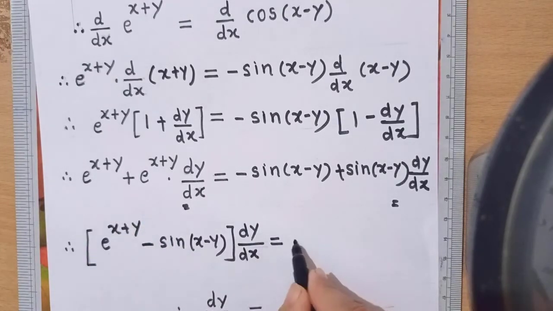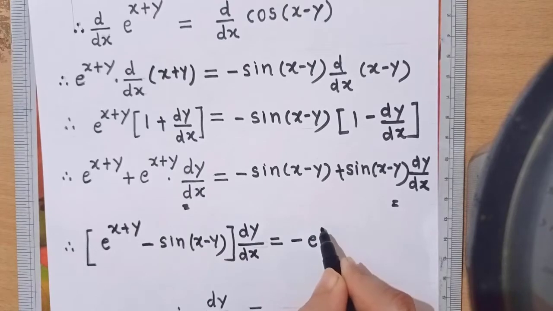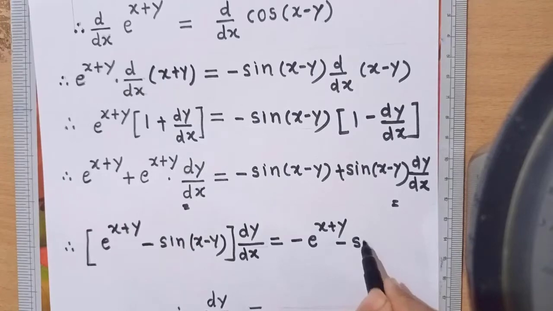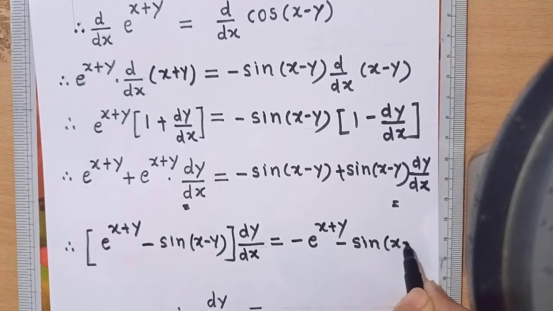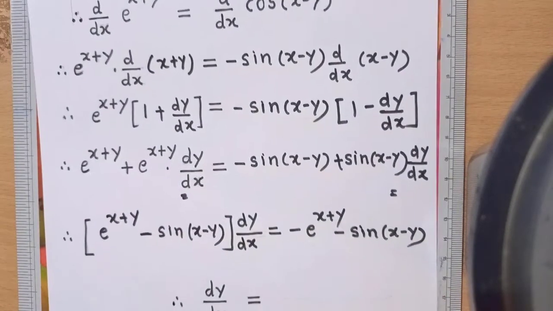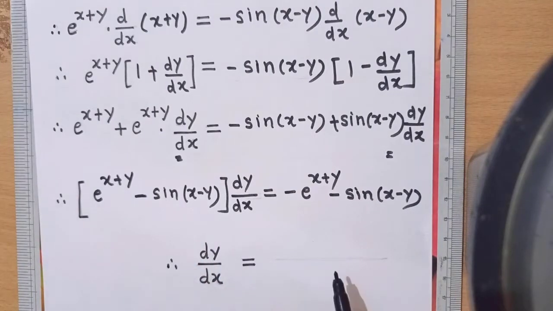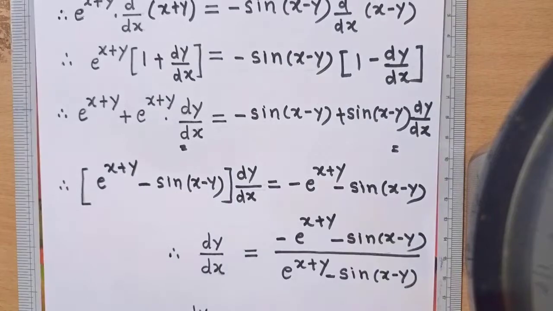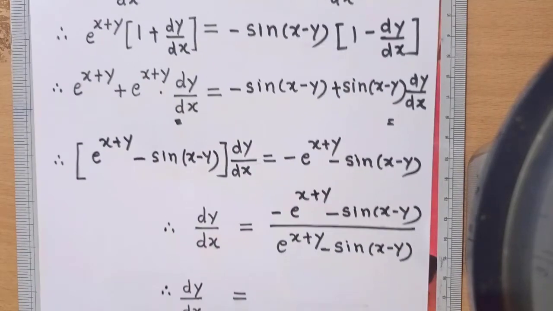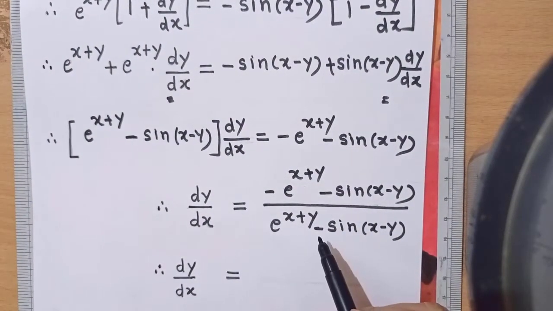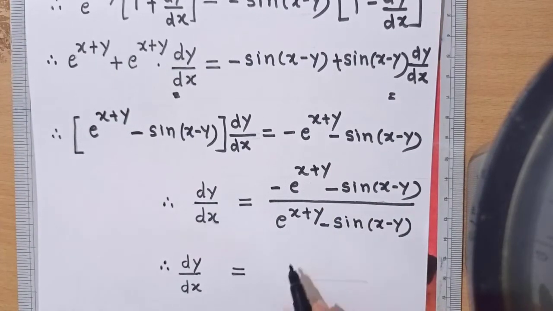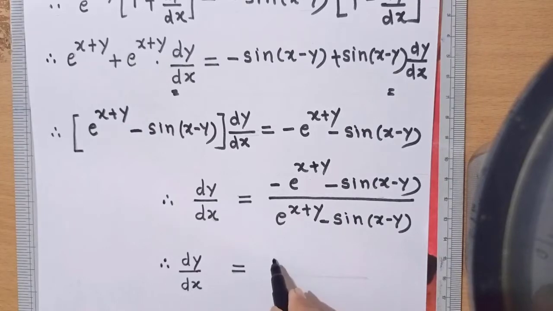term to the right hand side. So minus e raised to x plus y, and this is minus sine x minus y. Now again shift this bracket to the right hand side. So we have, write down this as it is, and again in the last step, multiply numerator and denominator by minus 1. So we have this, both the terms will become plus.